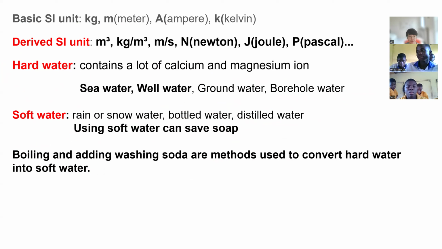So if a question asks you, how can you convert hard water to soft water? You can say by first boiling, or by adding washing soda. Those are two methods used to convert them.